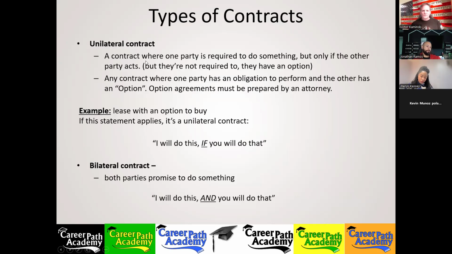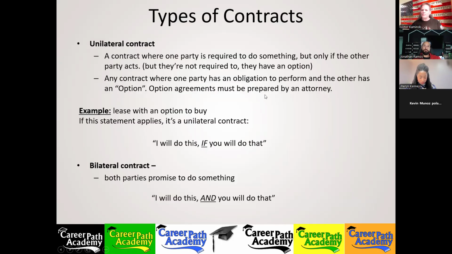Okay, a unilateral contract is a contract where one party is required to do something, but only if the other party acts. But they're not required to. They have an option. I guess that's a little bit simpler of a definition than the book where they say party, party, party, party. Any contract where one party has an obligation to perform and the other has an option.